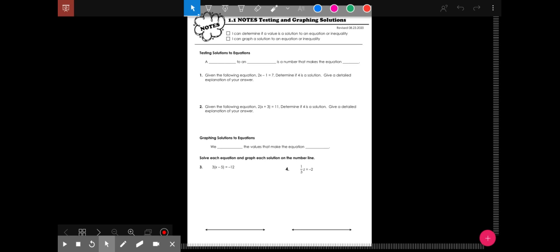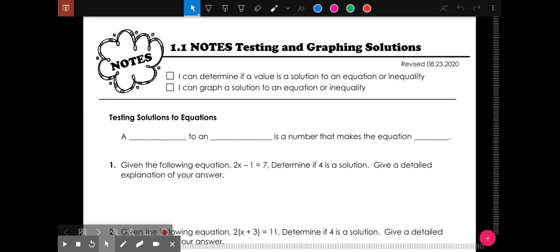Okay, here are your notes on testing and graphing solutions. The first thing we're going to discuss is testing solutions to equations.